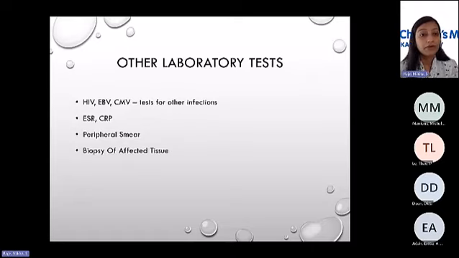Apart from that workup, other lab testing may be helpful in looking for secondary causes of immunodeficiency. So making sure looking at HIV, EBV, CMV, inflammatory markers like ESR and CRP, looking at the peripheral smear, biopsy of the affected tissue. These might be simple things that you can do to help you with the workup.